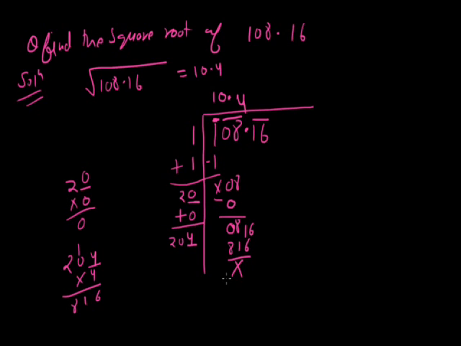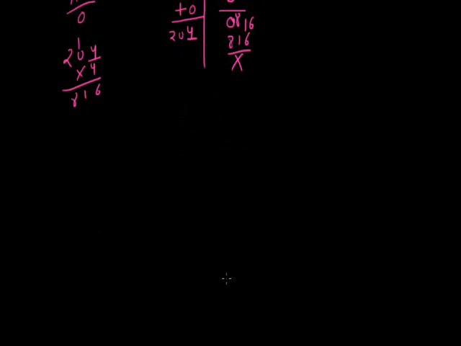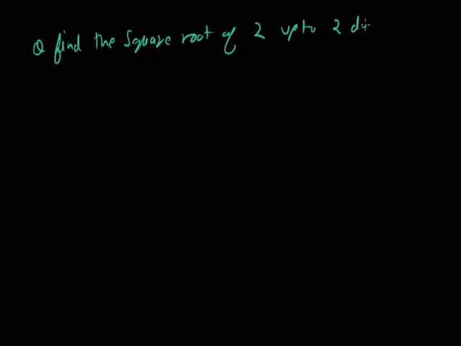Now we see some more properties. Let's write down one more question. We can solve one more question. Let's see. Find the square root of 2 up to, let's say, 2 decimal places.